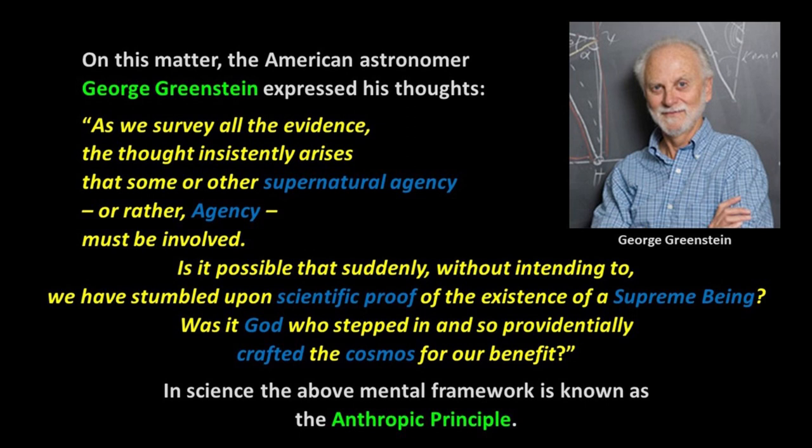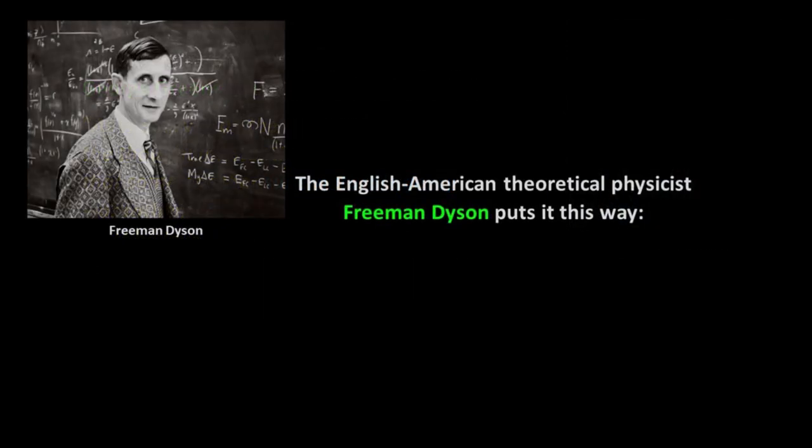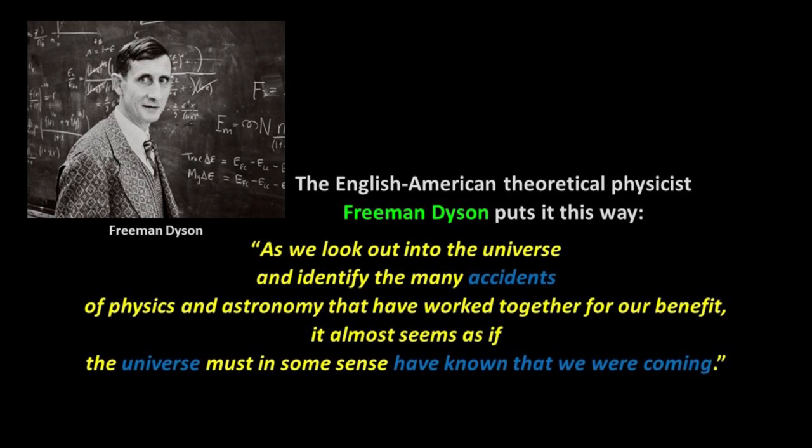In science, the above mental framework is known as the anthropic principle. The English-American theoretical physicist Freeman Dyson puts it this way. As we look out into the universe and identify the many accidents of physics and astronomy that have worked together for our benefit, it almost seems as if the universe must in some sense have known that we were coming. It was expecting us. The American physicist James Trefil expresses it beautifully. He says the following.